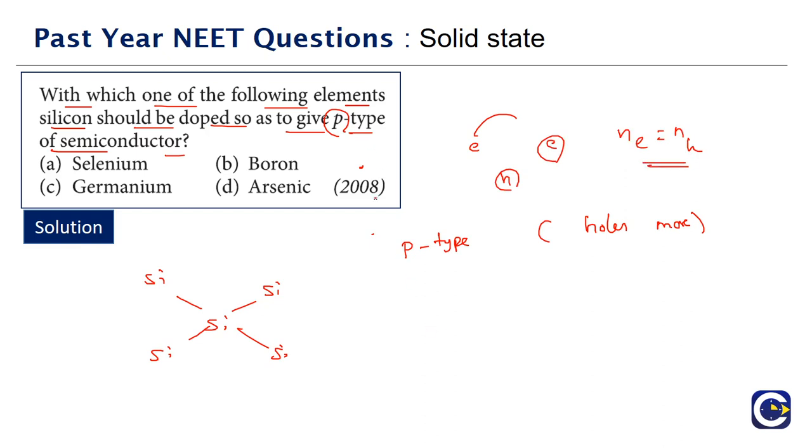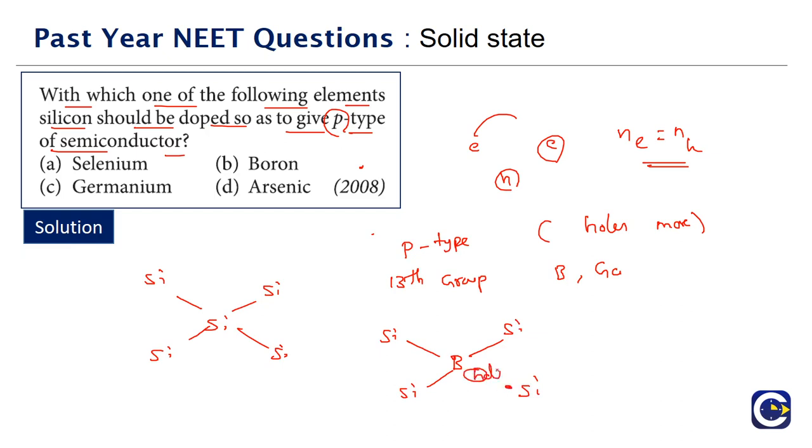But if you are doping them, say for example with a 13th group element like boron or gallium, what happens if the doping is done using a very small concentration? These boron atoms will go and occupy the lattice sites. Boron has got only 3 valence electrons. So on 3 sides it will satisfy the valency, but the 4th side it cannot satisfy the valency.